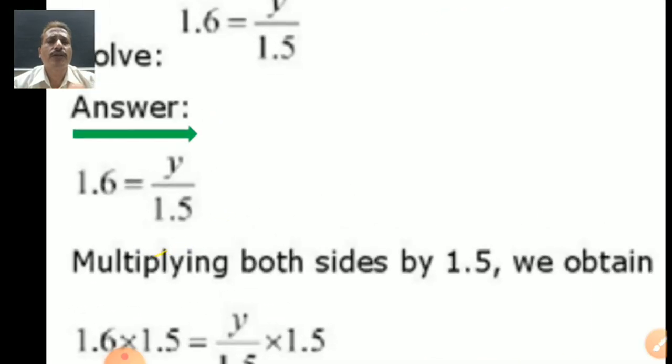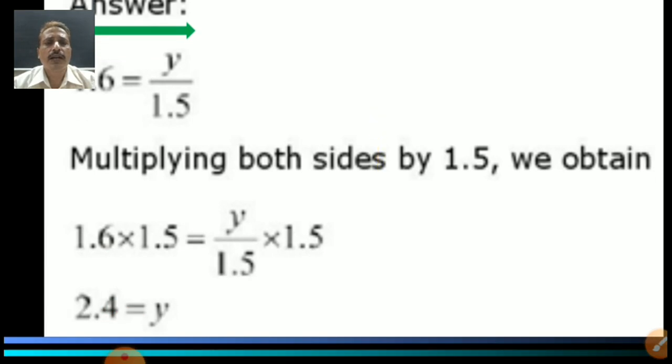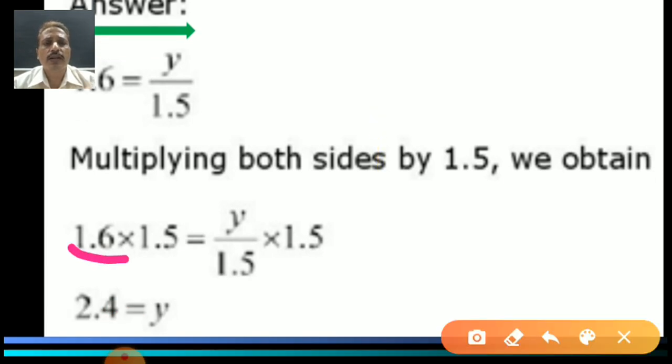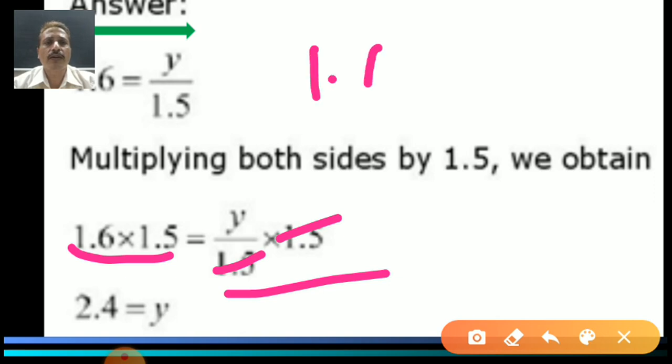Point question. Don't worry about the point. See, 1.6 is equal to y upon 1.5. We can multiply both sides by 1.5. See, 1.5 multiplied on both sides. Now left side is this number and right side this number. Cut these numbers, 1.5, 1.5. What is left now on the left side? 1.6 multiplied by 1.5.